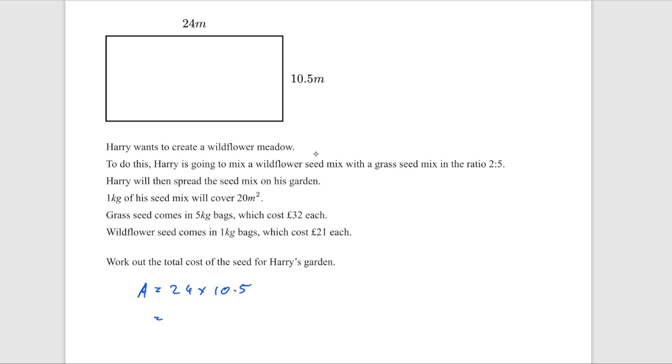That's going to give me an area of, if I times that by 10, that would give me 240. If I times it by 0.5, it would give me 12. So it's going to be 240 plus 12, so that's going to be 252 meters cubed. And in effect, I want to split that in the ratio 2 to 5.